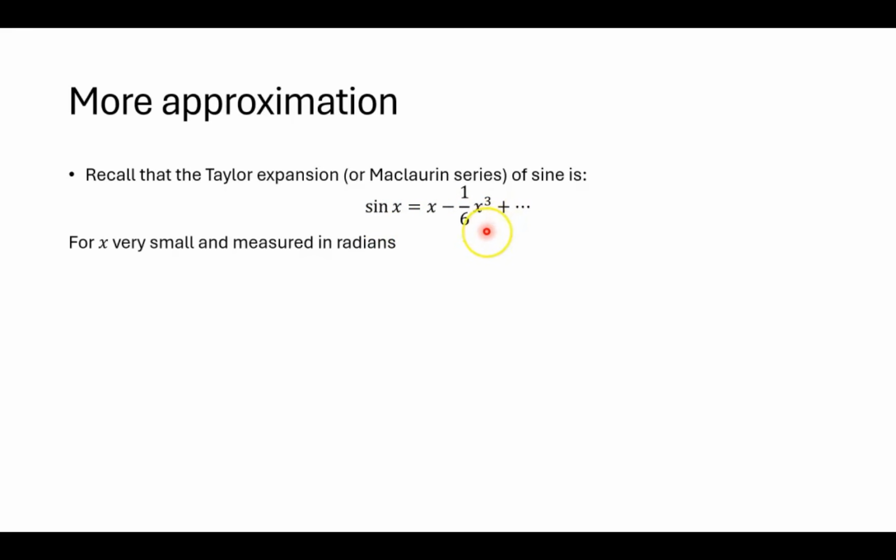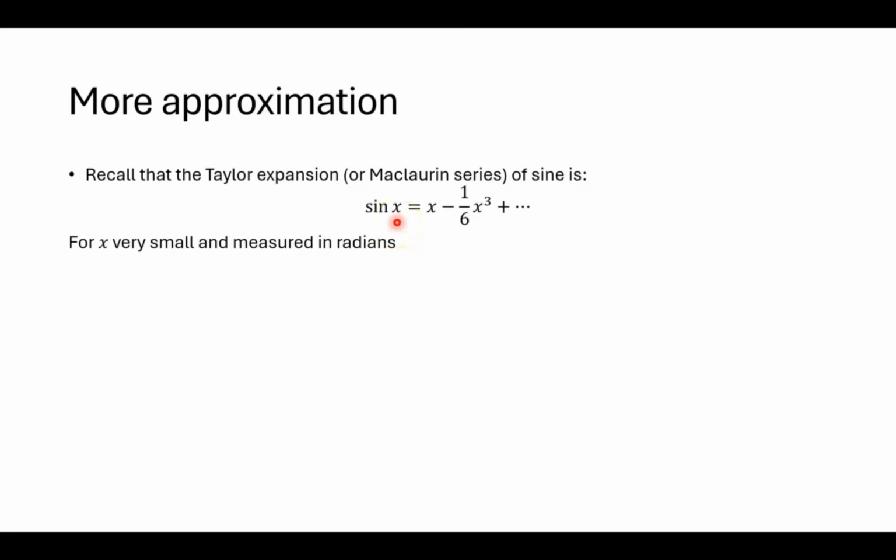It's very useful. Another thing to note is that x must be measured in radians, because this formula basically comes from calculus, and in calculus we always use radians. If you remember, the derivative of sine is cosine, and that only works if x is in radians.